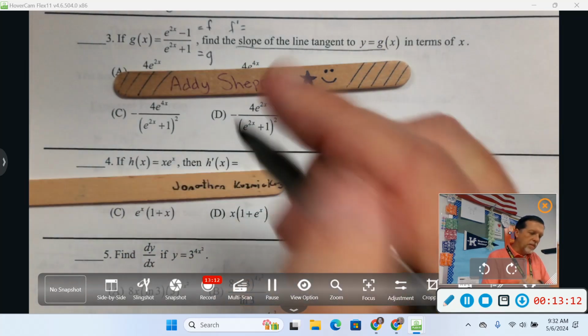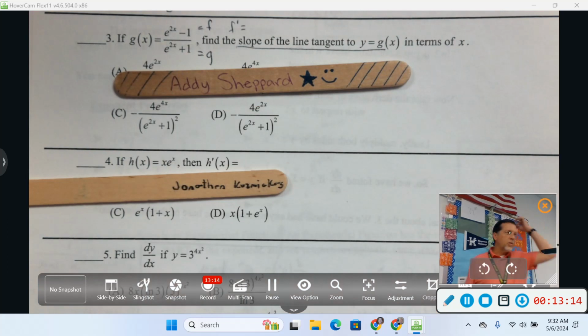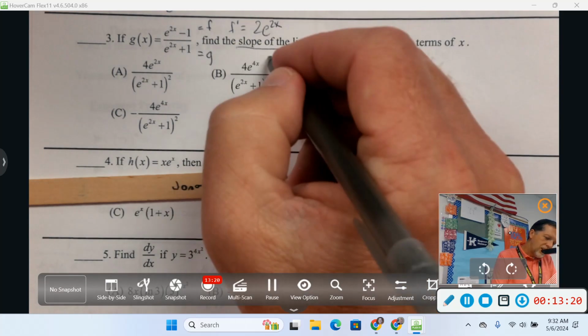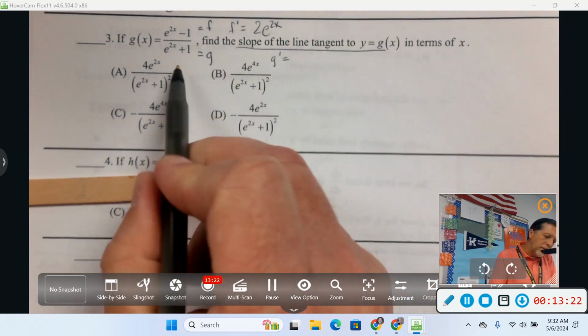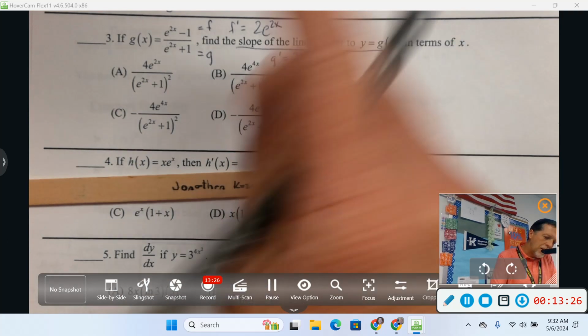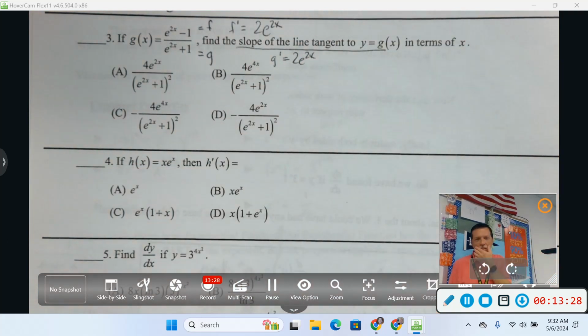Addie, how about the derivative of that top? What's the derivative of e to the 2x minus 1? Good. Jonathan, how about the derivative of the bottom? 2e to the 2x. So I've got my pieces. Now I'm ready to put it together with gf prime minus fg prime over g squared.